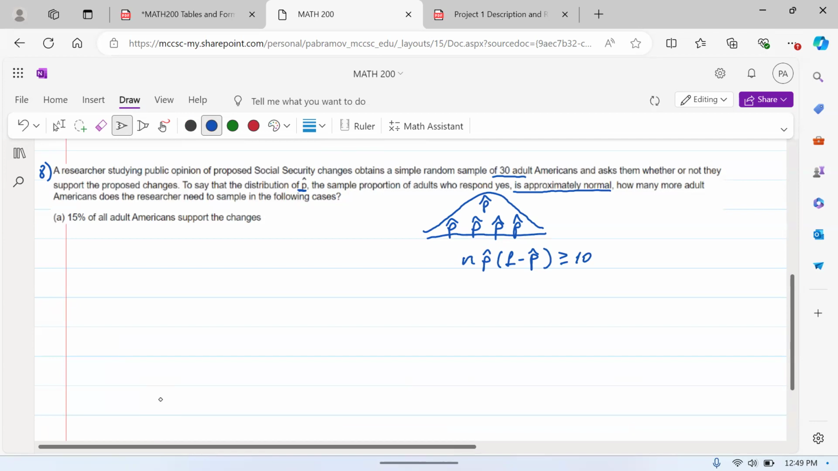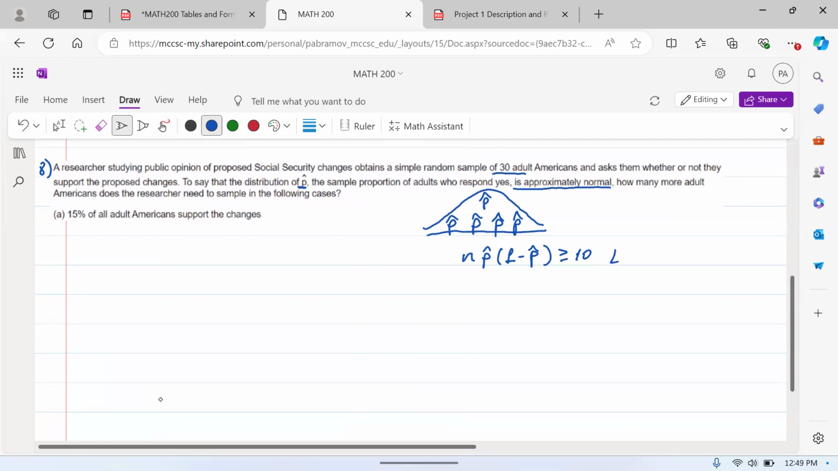So this condition is called large counts. This has to be satisfied, but right now it's not. Let's see that really quickly. So we know that our sample is 30, and in this case, we're given 15%. That's our p hat.